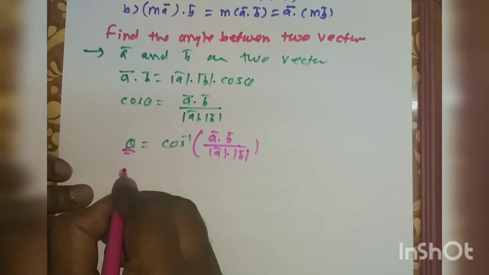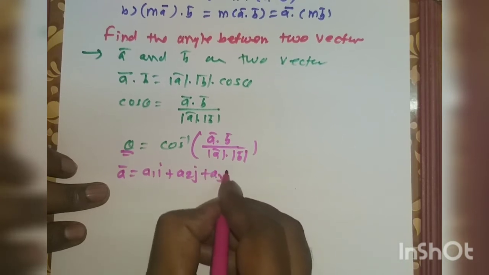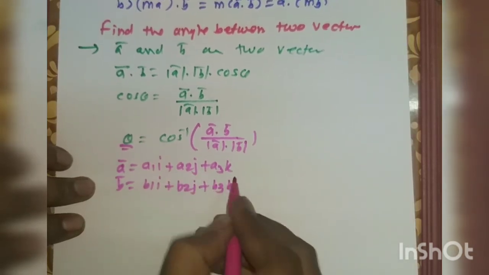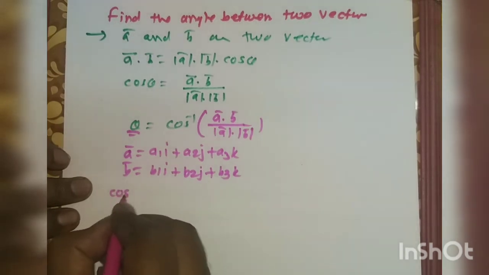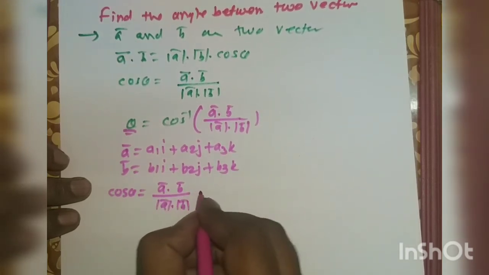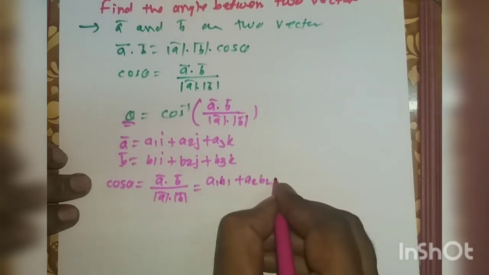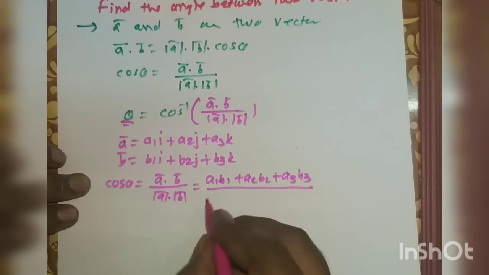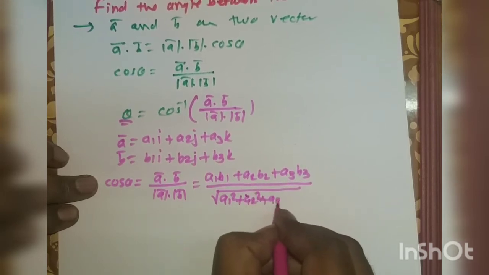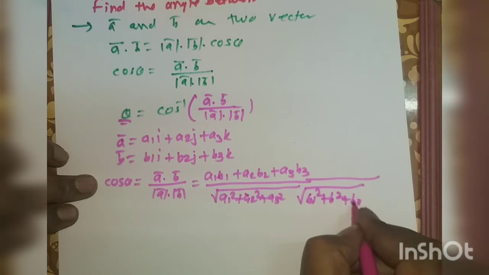Now in another form, if a bar is equal to a1 i plus a2 j plus a3 k and b bar is equal to b1 i plus b2 j plus b3 k, then cos theta is equal to a bar dot b bar divided by mod of a bar into mod of b bar, which is equal to a1 b1 plus a2 b2 plus a3 b3 divided by under root a1 square plus a2 square plus a3 square, into under root b1 square plus b2 square plus b3 square.